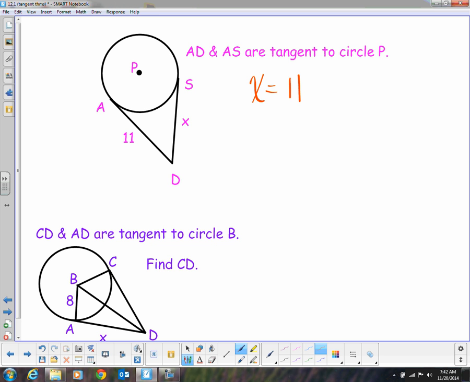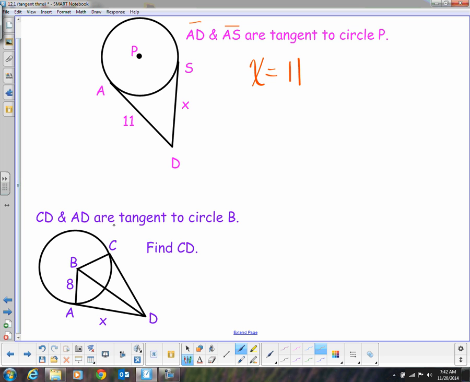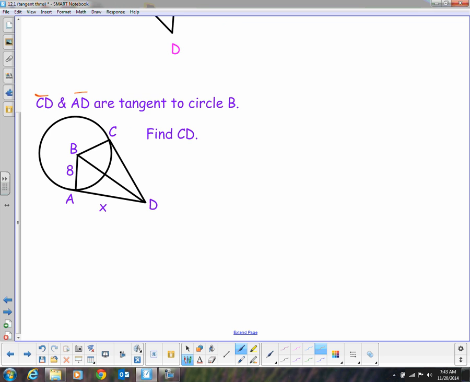X is equal to 11. That's as basic of a concept as I can give you. Okay. Now they're telling you that CD and AD are tangent to circle B. So we know that this is 8. We know this is x. What is this? X. And I'm not sure how we're going to find CD. I think I needed to give you more information. I have not given you enough information.